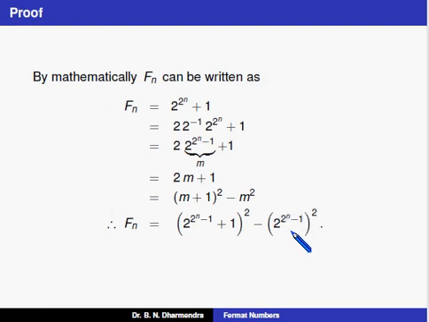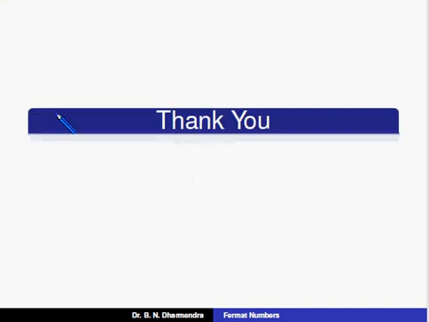If you have any doubt, just substitute the value of F0, and definitely we get the terms 3 and 5. So what is the conclusion? The conclusion is that if it is a Fermat number, then it can be written as a difference of two squares. So hence that concludes this session. Thank you.